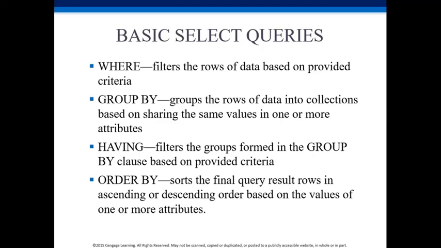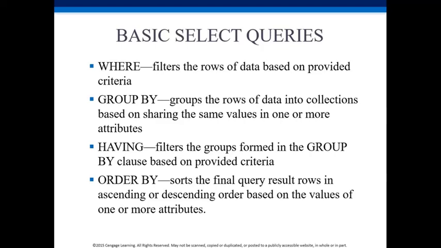Then we have group by, so group the row data into collections based on sharing the same values in one or more attributes. For example, in employees, we have the job type, for example, faculty or developer. So we can group that based on their categories.